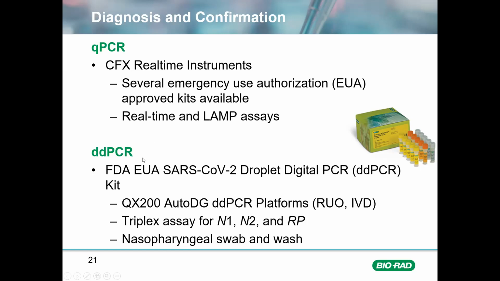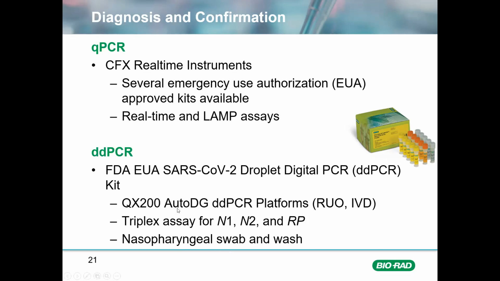Now, for the Droplet Digital side, we have developed a kit for SARS-CoV-2 detection that also has gained FDA EUA approval. This utilizes our QX200 AutoDG platforms, including our research use only platform, as well as our in vitro diagnostic, which is our clinical instrument that has FDA approval. As far as sample types, it can handle nasopharyngeal swabs, as well as wash, as well as a couple of other ways of collecting the material using swabs.